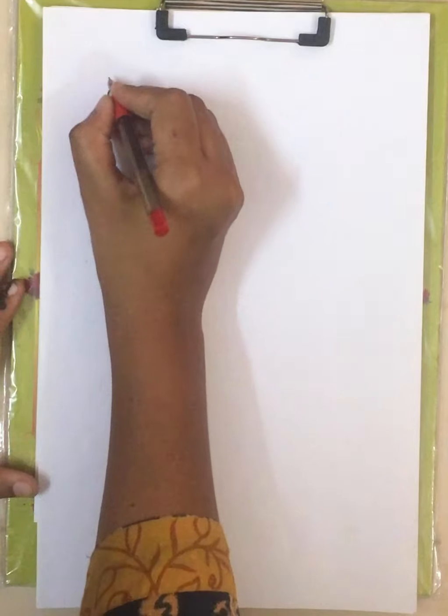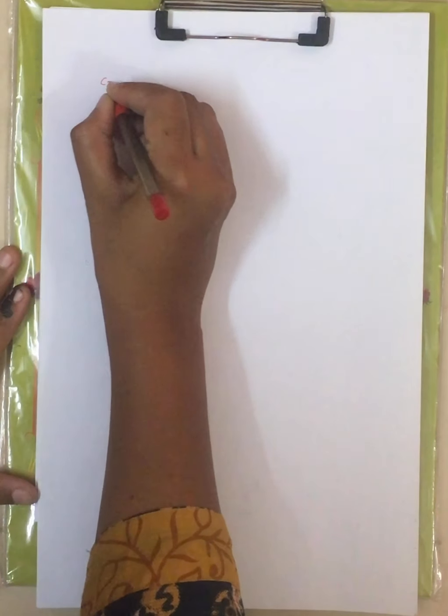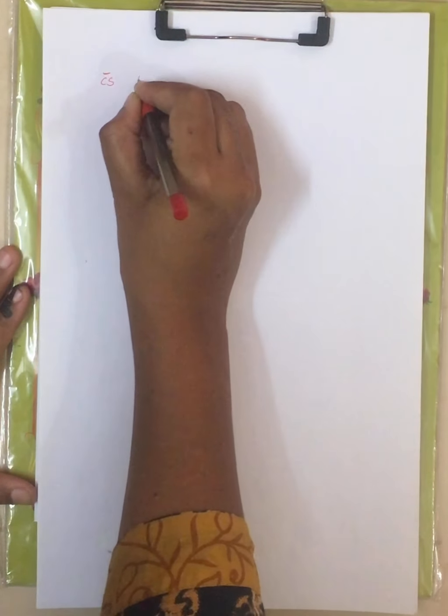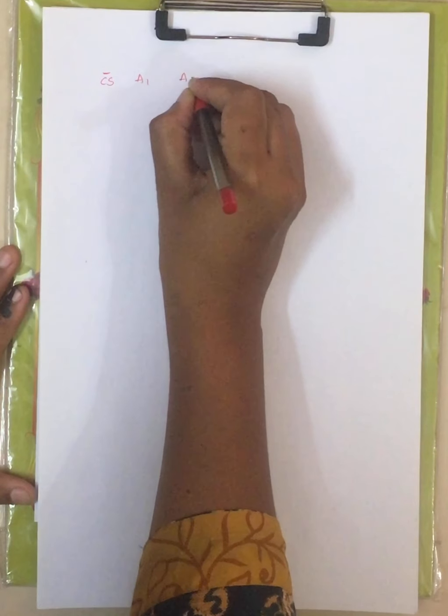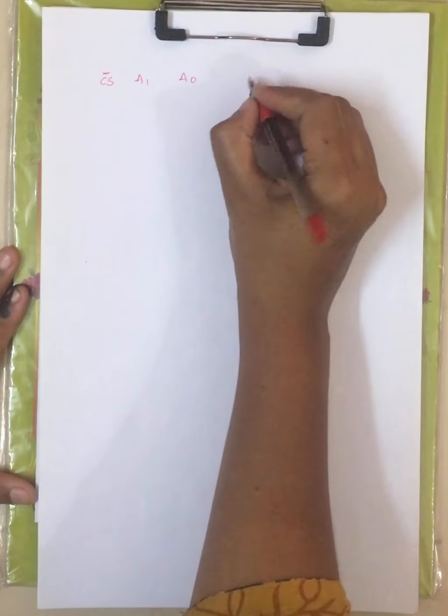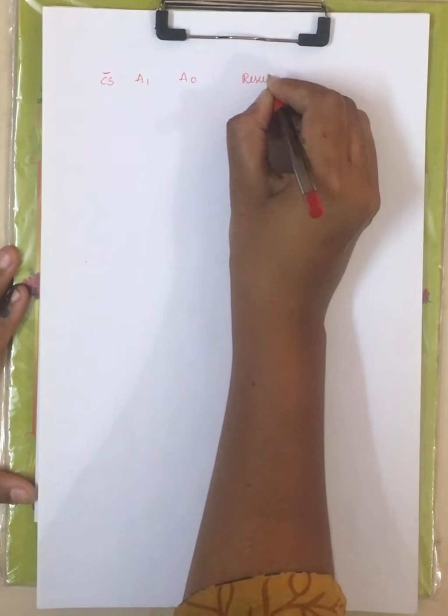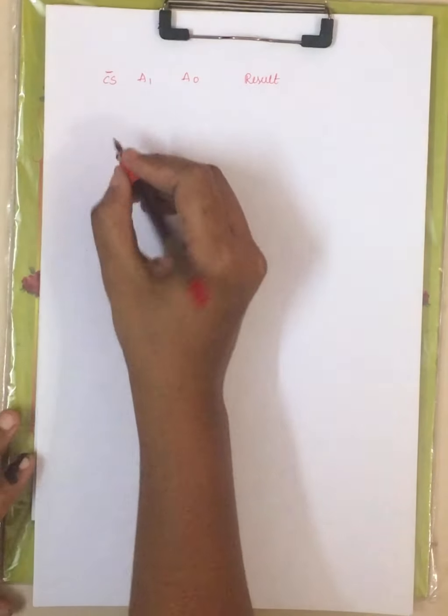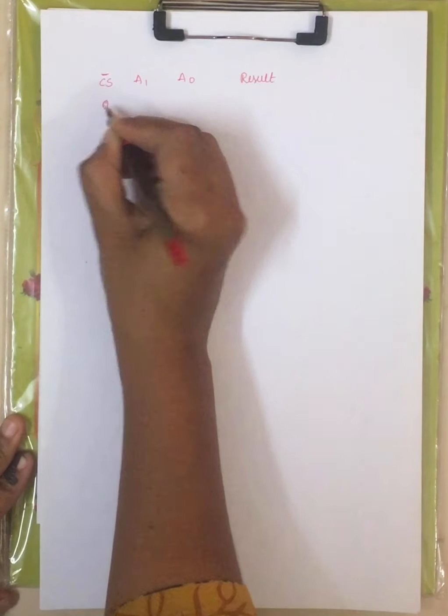Now you know we have seen this table, CS bar, A1, A0, and what is the result? Nothing but which port is selected. We have seen this table under the architecture of 8255. Chip select always has to be 0 in order to communicate with the microprocessor.